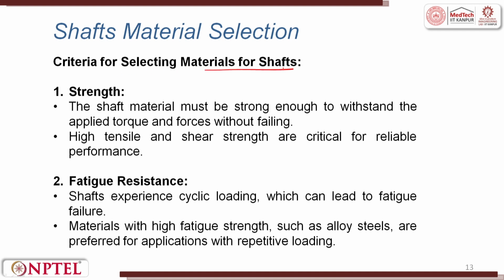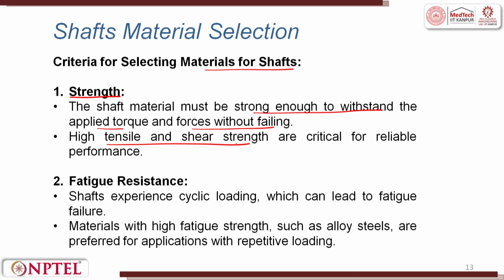Let us now see the properties of the shaft material, that is, the criteria for selecting materials for shafts. First thing is strength. The shaft material must be strong enough to withstand the applied torque and forces without failing. That is, high tensile and shear strength are critical for reliable performance.